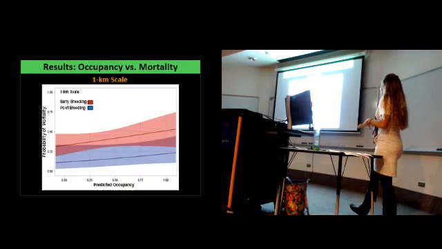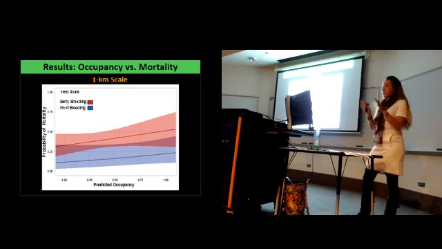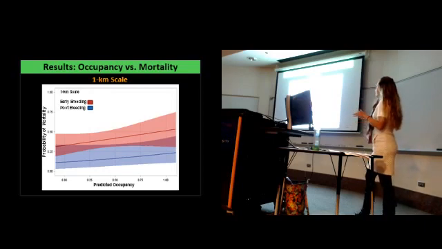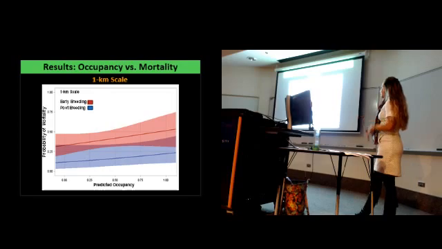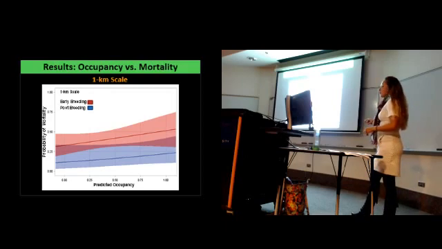These are the results of the logistic regression analysis. They were broken out by scale, so this is the 1 kilometer interstate segments. It shows probability of mortality as a function of predicted occupancy during the early and post-breeding season. In general, as predicted occupancy increases, the probability of mortality increases in both seasons, but many more owls are being killed during the early breeding season than the post-breeding season.